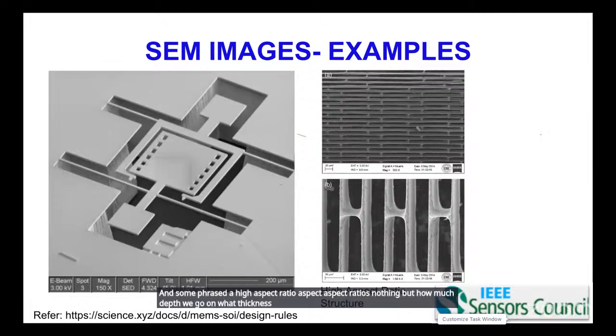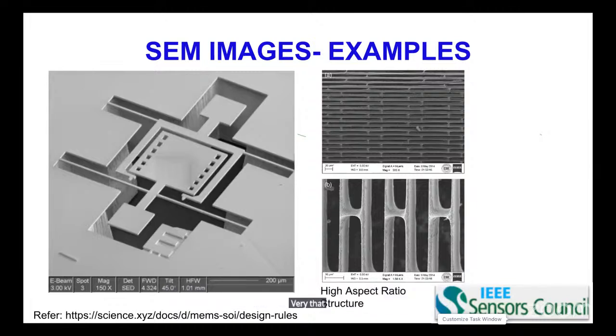And some high aspect ratio structures. Aspect ratio is nothing but how much depth we go for what width. So if the width is very small and the depth is very high, that is, the width is very low and the height is very high, then the aspect ratio will be more. That is very deep structures. That's why we call the aspect ratios very high.